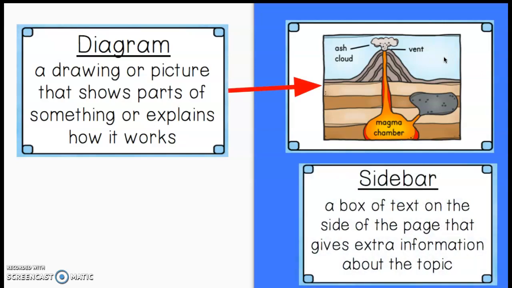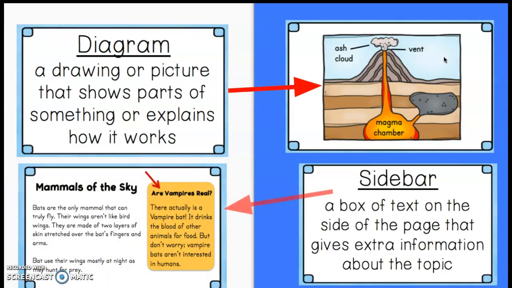A sidebar is a box of text that is on the side of a page that gives you extra information about your topic. Very similar to a caption, but it usually looks something like this. It might have a different color box around it. It may just be side information. Think about when we have a discussion in class and it leads to us having kind of like a little sidebar walk where we kind of go off topic a little bit, but it still kind of relates.